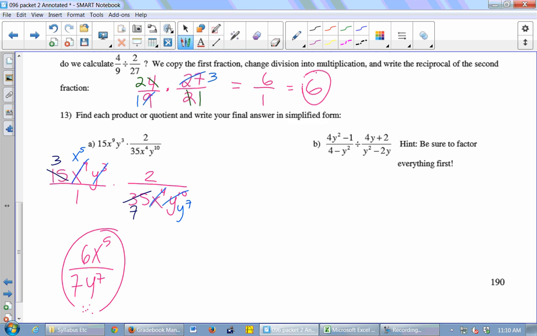Yeah, so if you do 3 minus 10, you'd get negative 7. And that would be in the numerator, right? Because you did the numerator minus the denominator. So you'd have y to the negative 7 on top. And then you would just move it to the denominator to make it positive. Some people might prefer to do the multiplication first, multiply the two fractions together, and then reduce it, which is totally fine also.